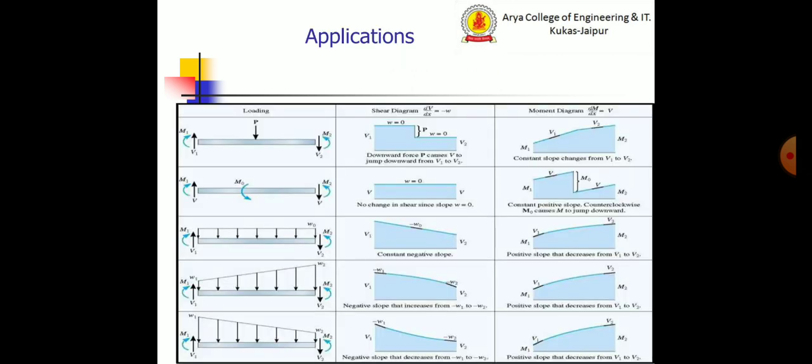These are the common shear force and bending moment diagrams of common structures. First the point load at the center, then a couple, a uniformly distributed load, and a uniformly varying load, and we can see the diagrams of shear force and bending moments.